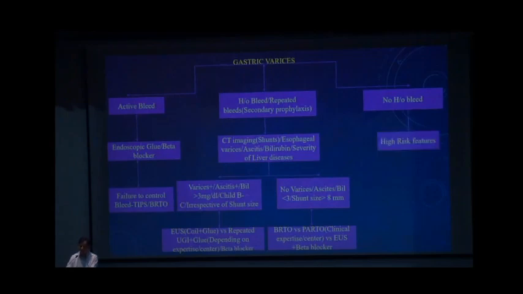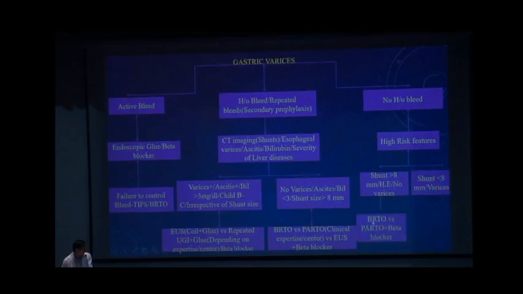Now, if there is primary prophylaxis where there is no history of bleed, you look for all the high-risk features for gastric varices, which has already been mentioned. You look for the shunt size. You look if the shunt size is more than 8 mm, there is a history of hepatic encephalopathy, as well as there are no varices. Or you look at a shunt size which is less than 8 mm and varices. You consider either BRTO versus beta blockers, or you go ahead and do an EUS versus an endoscopic therapy, depending on the scenario.